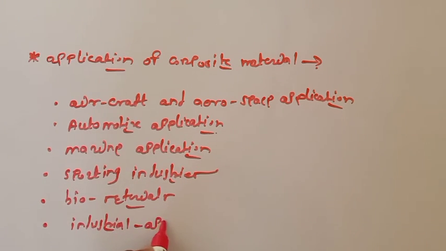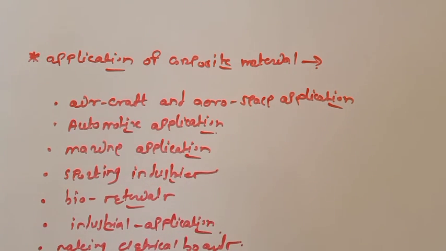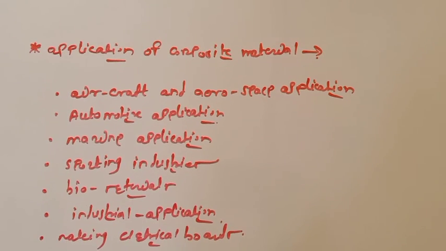Industrial application is very important, because these composite materials have high strength and high toughness, and they can be used in industry because they can withstand high temperature. Again, they are also used in communication antennas and electrical circuit boards, making electrical boards. So this is all about the applications of this composite material.